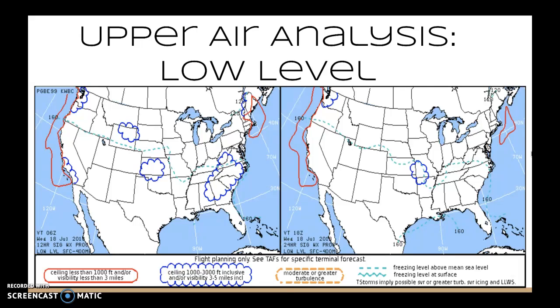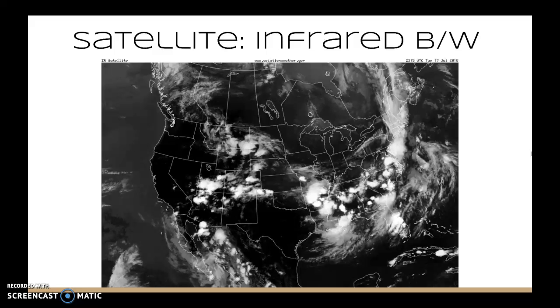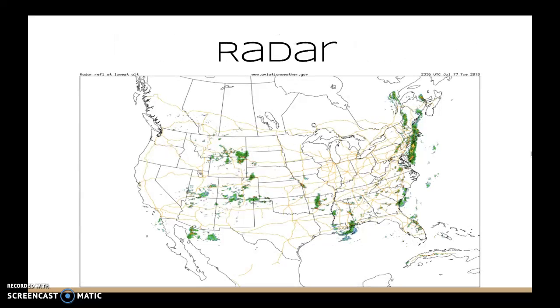Low level upper air analysis chart. This gives us an idea of what areas are likely to have moderate VFR or IFR conditions, as well as the freezing level. Here's a black and white infrared satellite. This image shows cloud types and coverage by using the radiation from the Earth's surface, so we can get this image day or night.